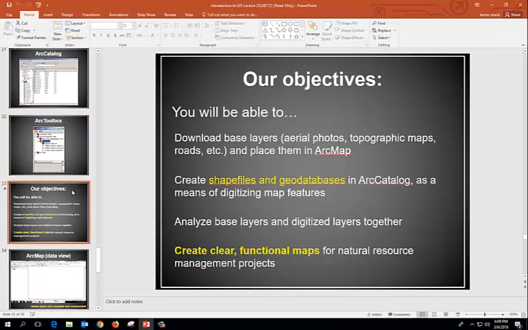Okay, so what we're going to be doing in this first assignment is very simple. I've got a series of videos that you could watch and follow along with, hopefully, when you get ArcGIS on your computer. And you'll be working primarily with shapefiles.